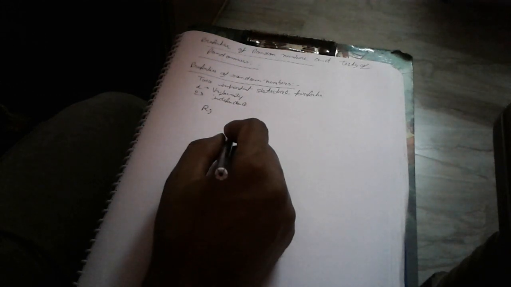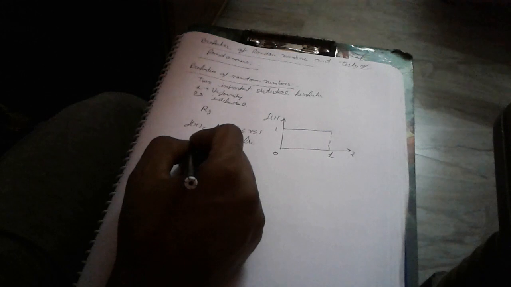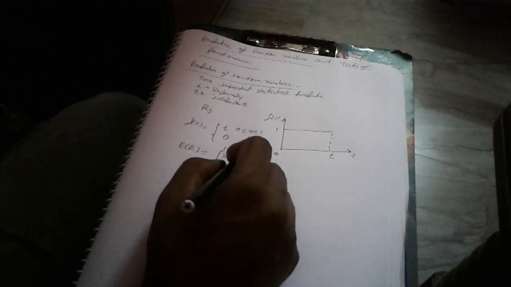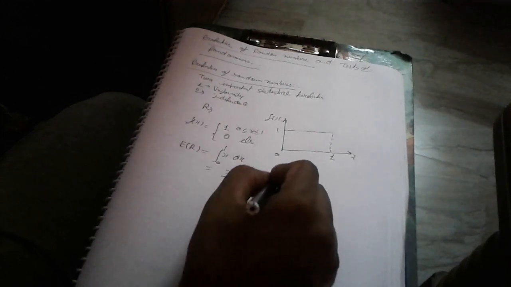A random number Ri must be independently drawn from a uniform distribution with PDF f(x) = 1 for 0 ≤ x ≤ 1, else 0. So for the expected value of R, E(R) is equal to 1/2.